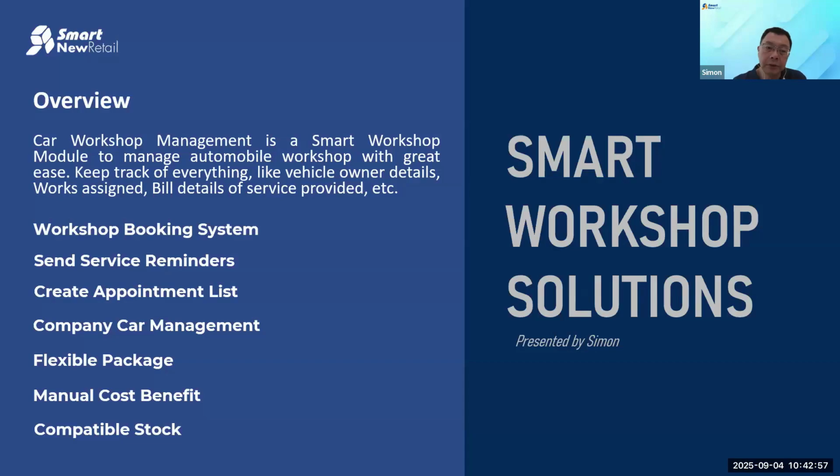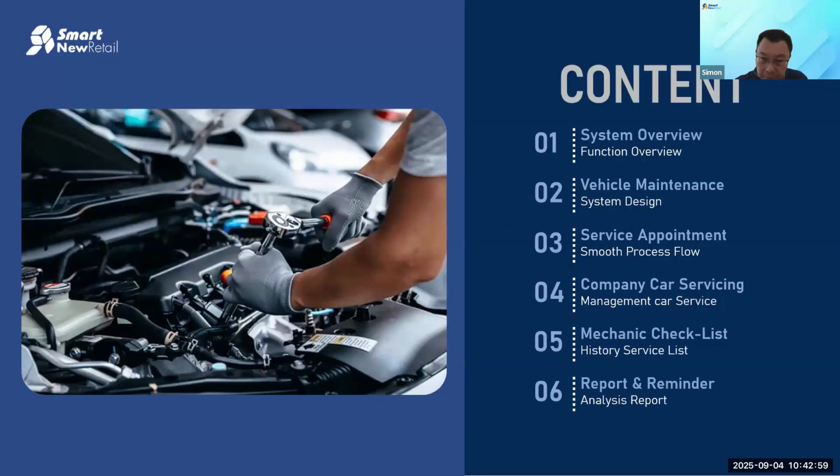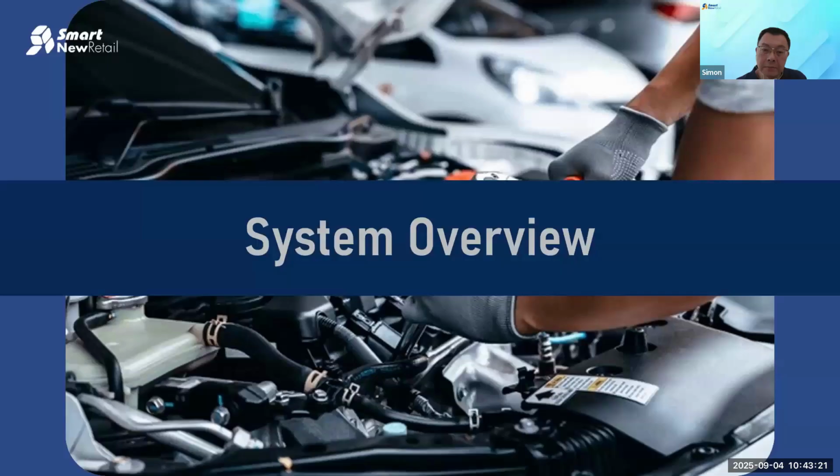So today's topic covers six topics here. First, the system overview, then the vehicle maintenance, then the service appointment list and how to handle it. Then we come to company car servicing and how we do the company statement. Then for the mechanic, how to do the checklist. Finally, the reporting and analysis. This is the overall topics we cover today. So let's begin our first topic, system overview.